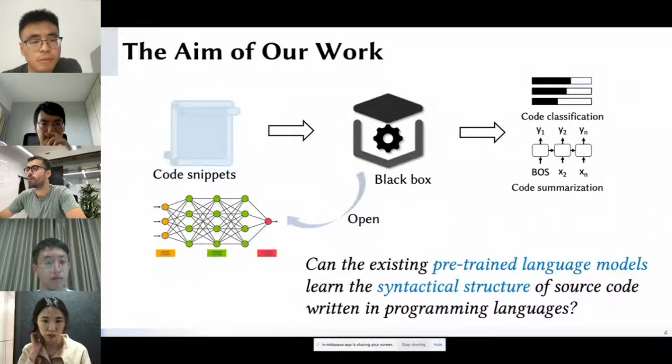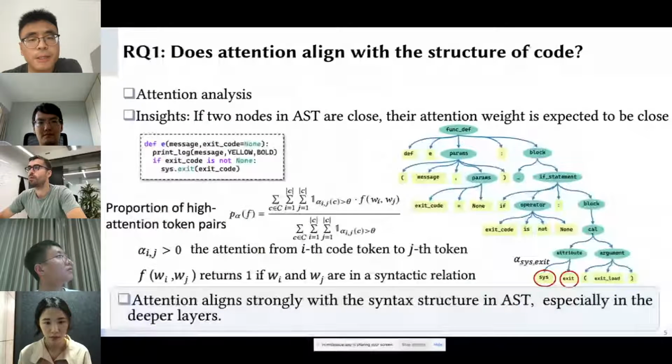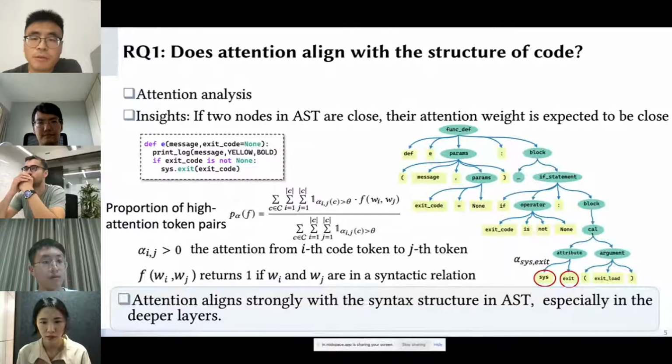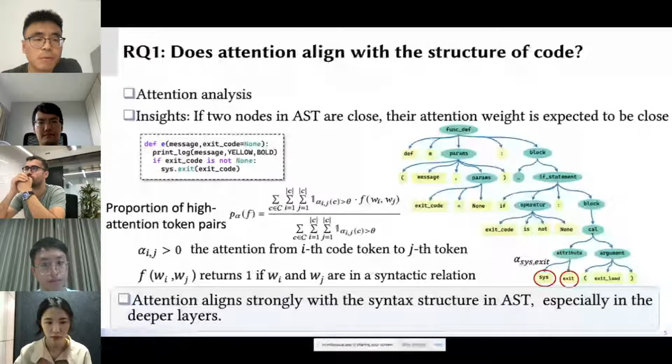In our work, we aim to open the black box of pre-trained language models for source code. In particular, we aim to answer the following question: can the existing pre-trained language models learn the syntactical structure of source code written in programming languages? To answer this question, we propose three sub-research questions. The first research question is, does attention align with the structure of source code? To answer it, we propose an attention analysis.